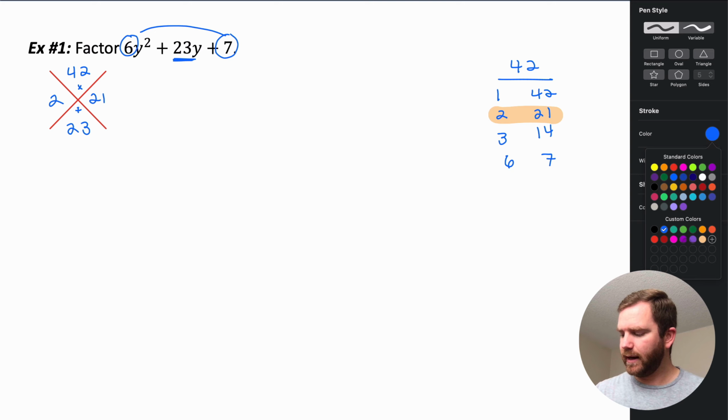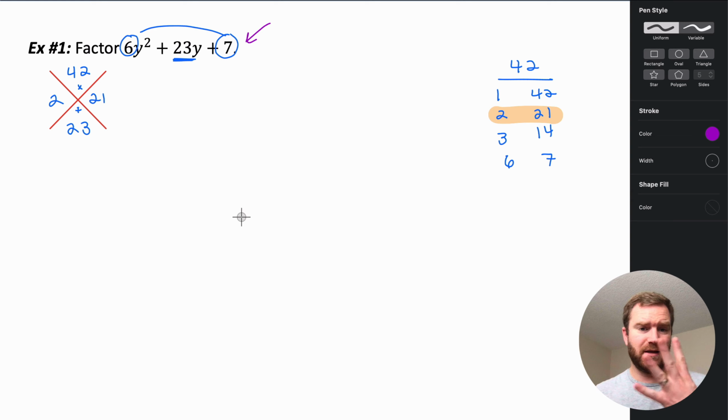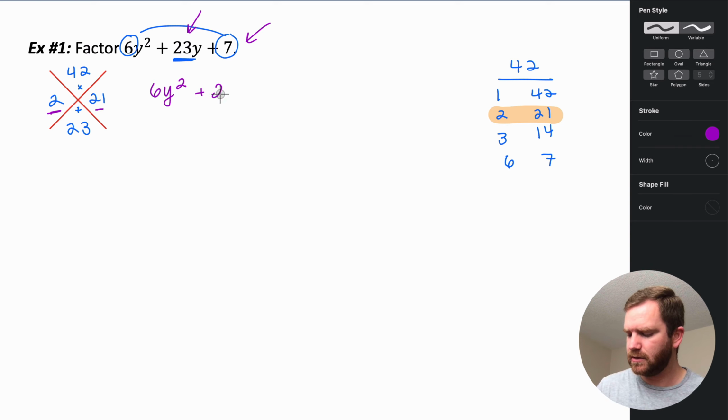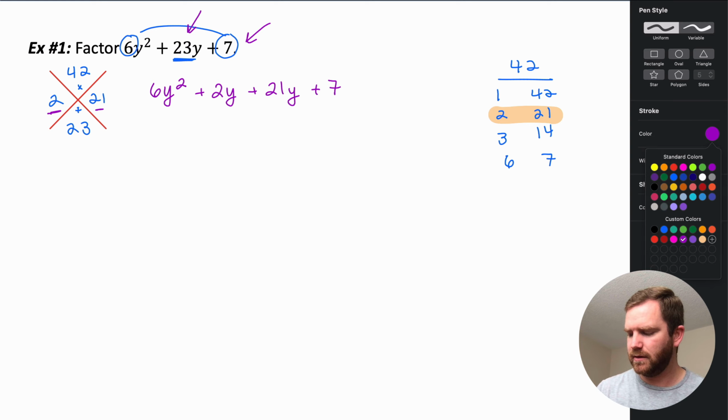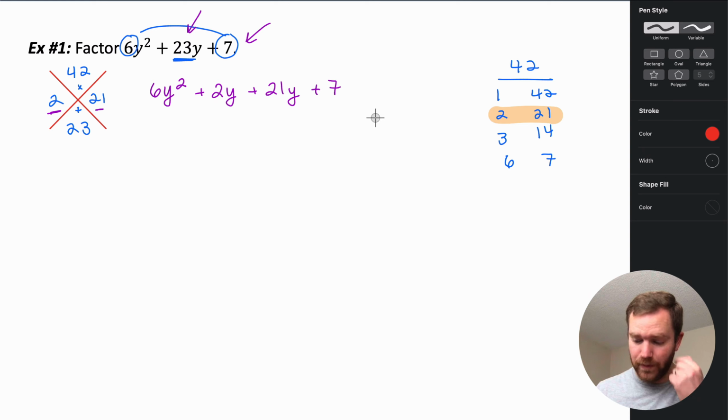So what we need to do right now is rewrite this trinomial in 4 terms. So the only thing that's really going to change is our middle term. So the first term stays exactly the same. So it's 6y squared. Now this middle term is going to be a sum of 2 terms with coefficients of 2 and 21. So plus 2y plus 21y, right? Because if we combine these, we'd get our 23. And then plus 7. So now we have 4 terms.